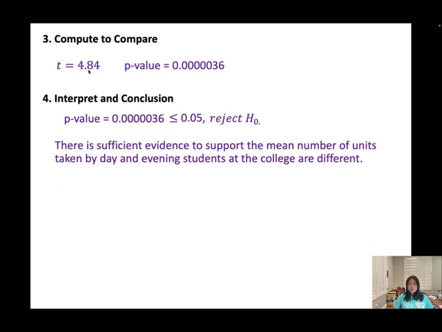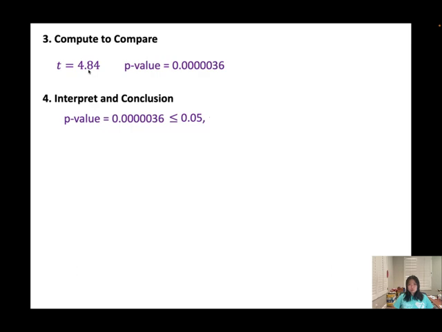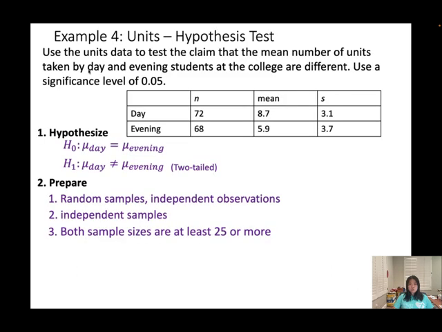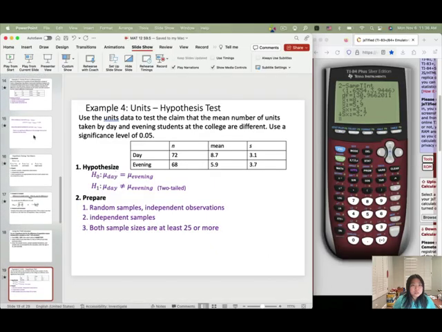So we reject the null hypothesis. So look at right here. We reject the null hypothesis. That means the mean number of units taken by the day students is different from the evening students. Okay, it matches with the confidence interval, right? Remember from the confidence interval?